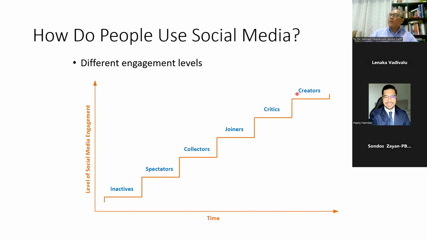So now we look into how people use social media. There are people who are inactive. They are spectators. They are collectors, joiners, critics, and creators. Yes, and some of you create new content. Some of you just put in content. Critics. Some people just join a group. Some collect. Some just read. Some even don't read, but just become a member, inactive.